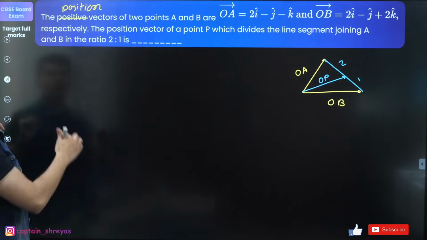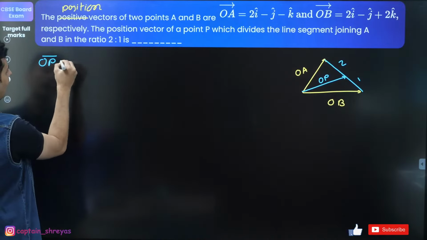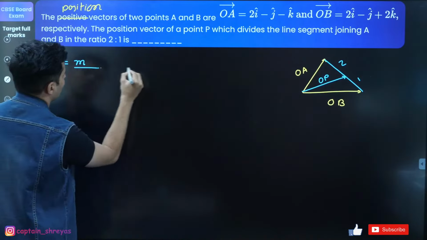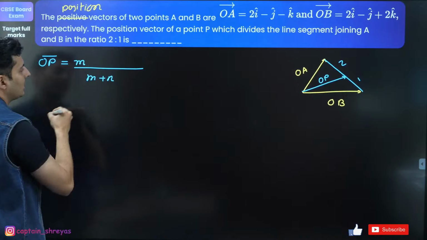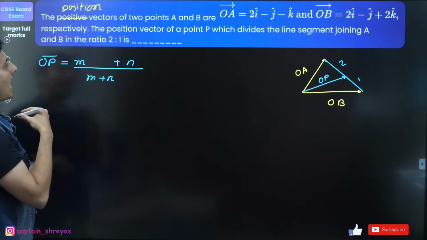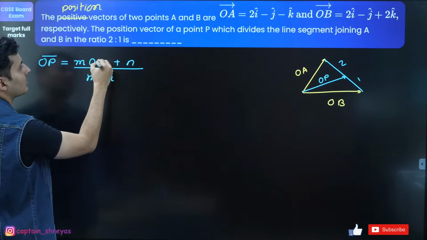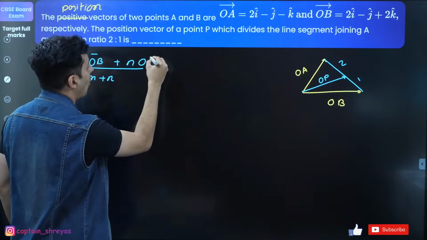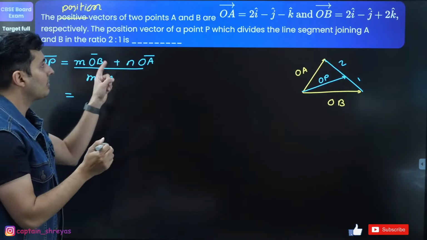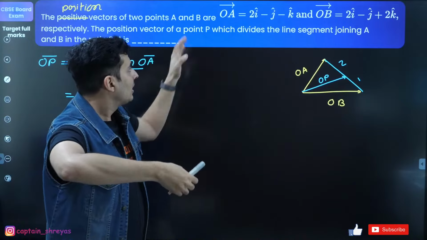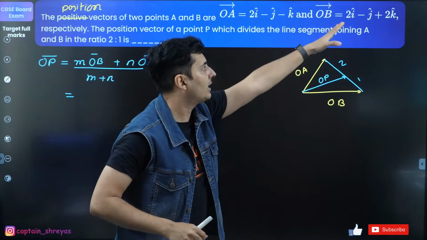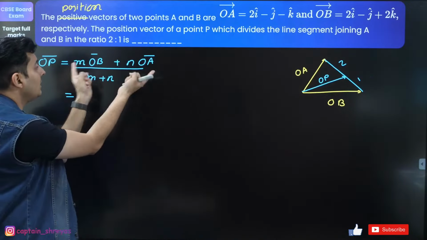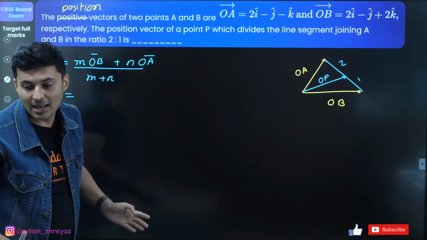So the formula for this, be careful. OP bar will be, let's say M:N is the ratio, so here you have M plus N in the denominator, and M times the second vector, which in this case is OB bar, plus N times OA bar. That is how it goes. Always remember, if M:N is the division ratio, the second vector comes first, then the first vector comes later on. Don't interchange this in a hurry, you will make a mistake.